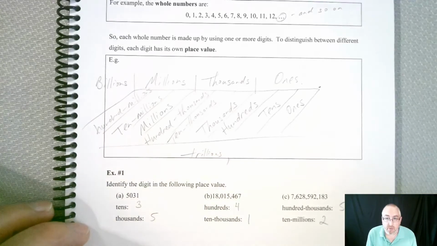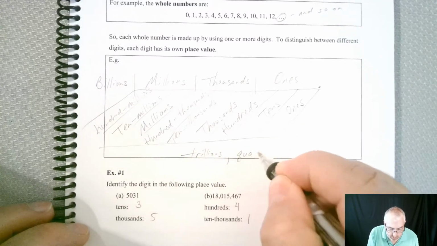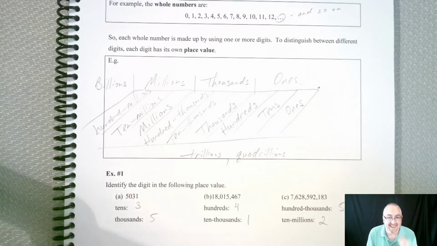And what about after trillions? Most people don't know that one. That one's a tough one. But that one's quadrillions. It almost seems like a made-up word, doesn't it?